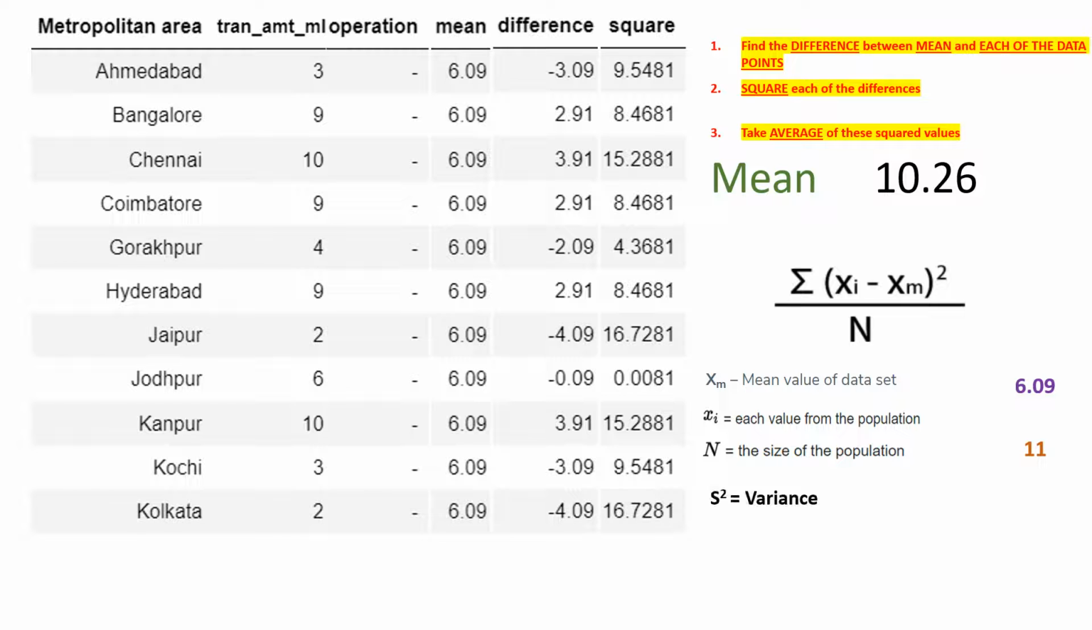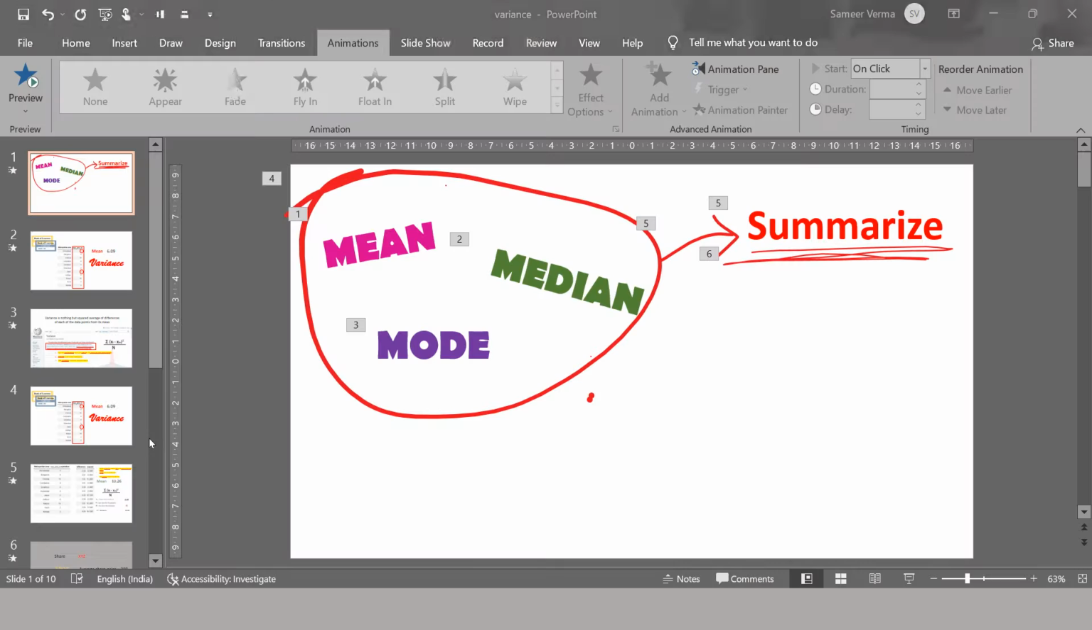Now usually we represent variance with a square, right? And the variance which we got is 10.26. I hope that it is clear, right? This is how we can calculate it manually. Do you want to calculate it in Python? Let me take you to Python as well.